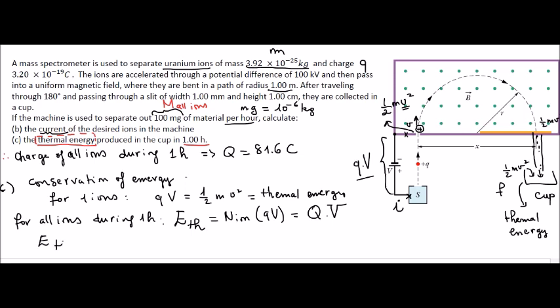So now the thermal energy, what is it? 81.6 coulomb times the voltage, 100 kilovolt, so kilovolt is 10 to the power 3 volt, and this gives you 8.16 times 10 to the power 6 joule.